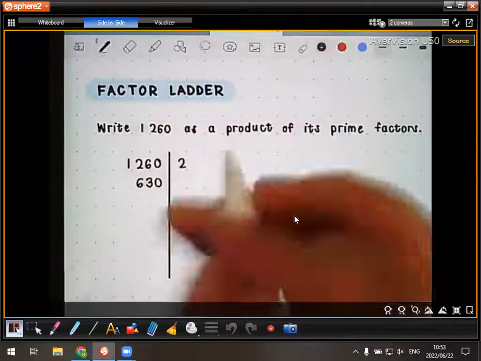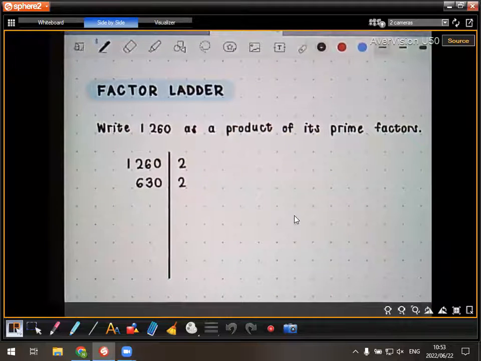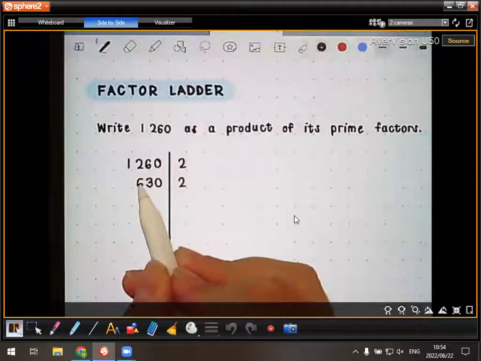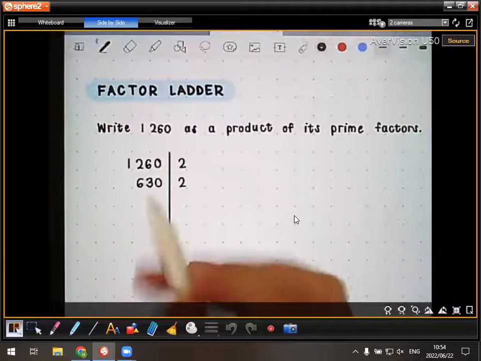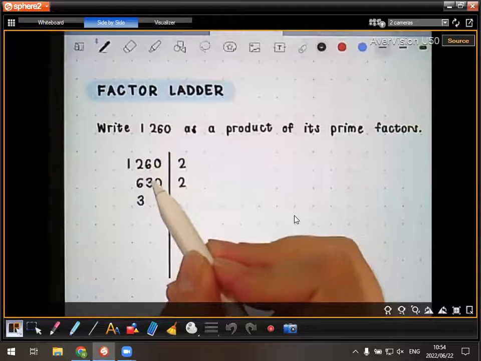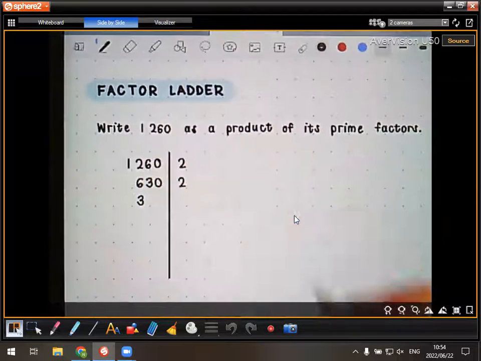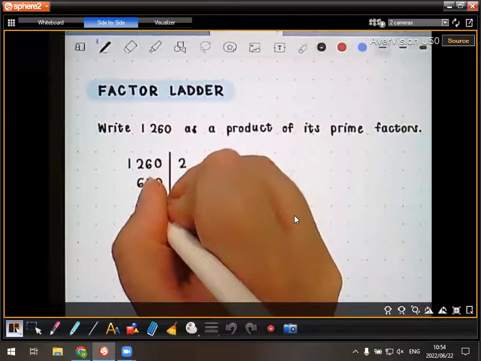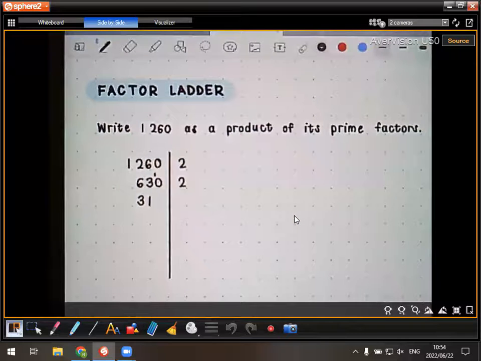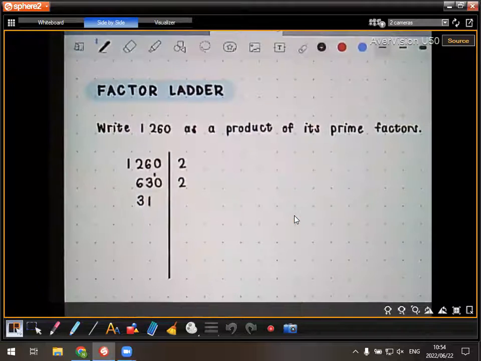Now, can I divide 2 into 630 again? Yes, it ends in an even number, right? So we're going to divide that by 2 again. So again, we're writing 2 on the side. What is 6 divided by 2? 3. What is 3 divided by 2? 1, and then I'm left with a 1. Isn't that true? 3 divided by 2 is 1, but it's actually 1.5, so we have to put that there.